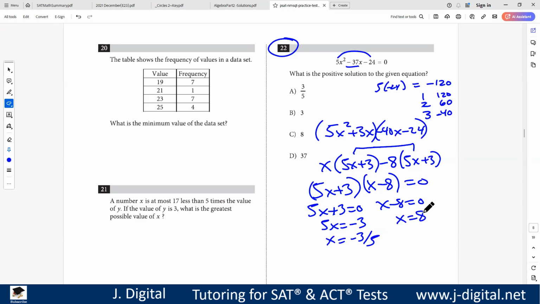Okay. Another major thing on the SAT is to answer the correct question. So what did it ask for? It asked for the positive solution. So that should be the 8. Notice that they put 3/5 here. We had negative 3/5, so don't let that throw you off. Okay, so this is one way to solve it. It's not the quickest way, but I'm just showing you different ways to do it.